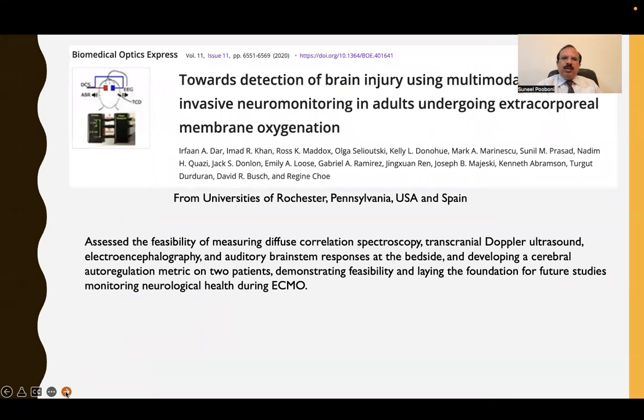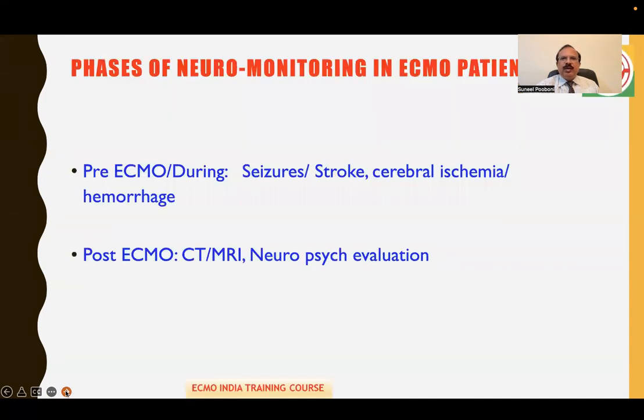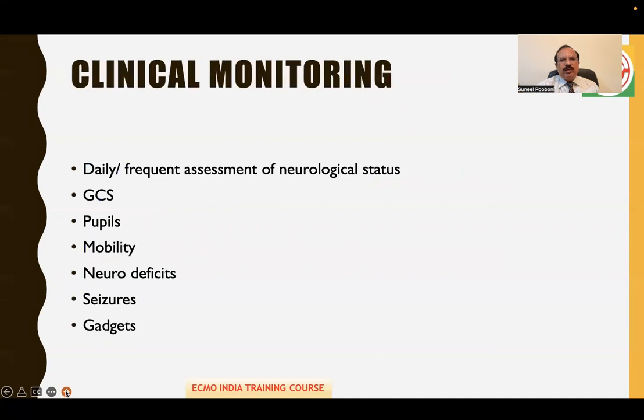This paper by Irfan et al. very nicely describes detection of brain injury using multimodal invasive neuromonitoring in adults undergoing ECMO. So we will talk about these different monitors and devices in the next few slides. The phases of neuromonitoring are pre-ECMO or during ECMO, such as seizure, stroke, cerebral ischemia, or hemorrhage, and post-ECMO by CT, MRI, or neuropsychological evaluation.